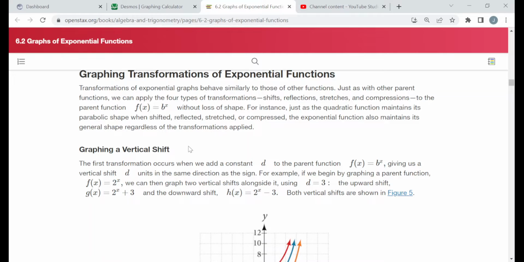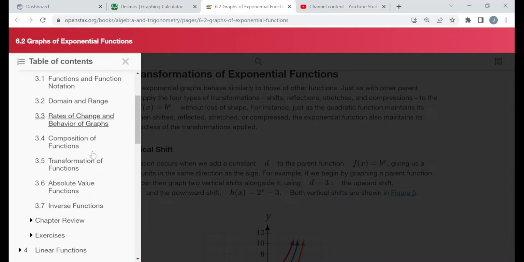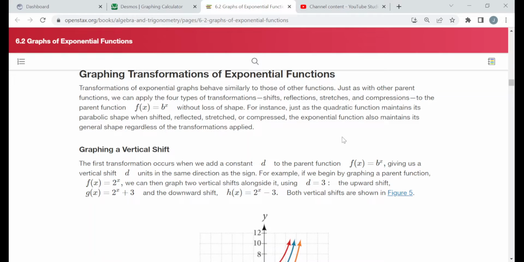Now, I'm going to be assuming that you have studied your function transformations in chapter 3 of this text, and perhaps have seen my videos on those things. So if you recall, I'll pull up the table of contents. Back to chapter 3 on functions, you had transformations of functions in section 3.5. So I'm going to be assuming you remember that stuff, and just get into this.